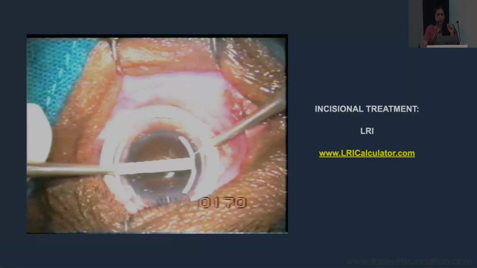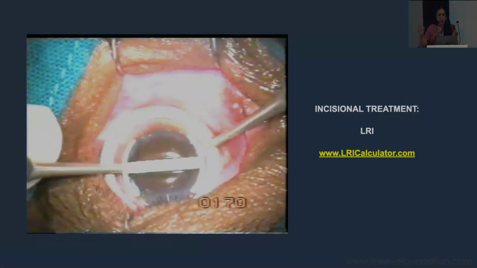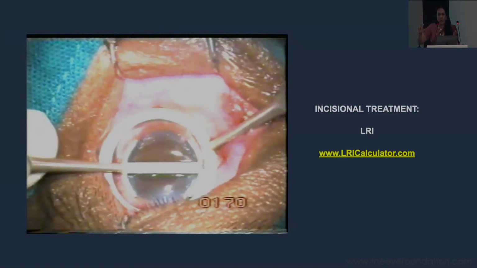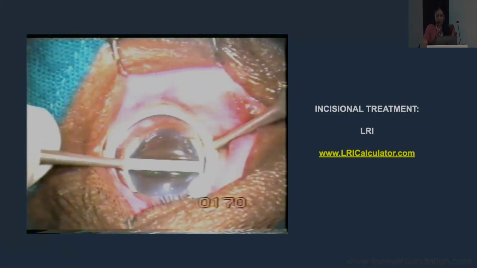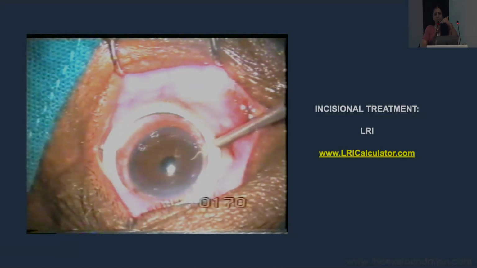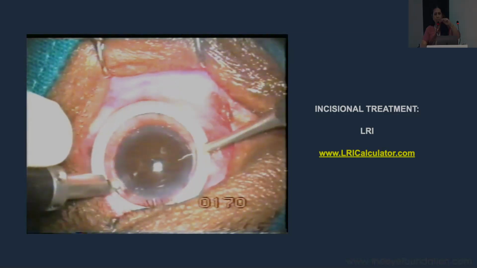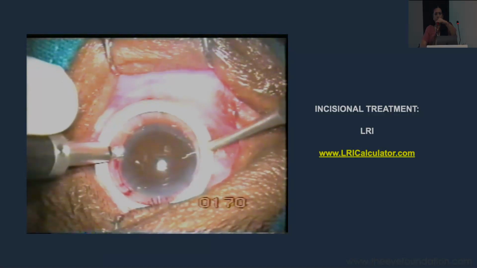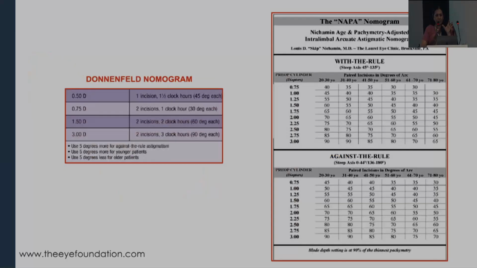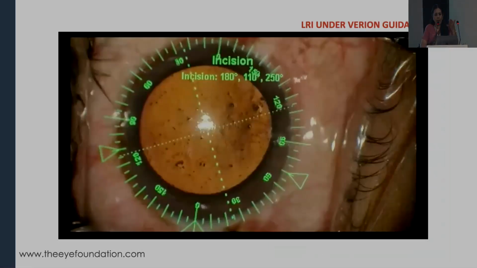Now this is one manual way, wherein you're marking the limbus, that is, the clock hours at which you're going to be incising at the limbus, just anterior to the arcade. This is done with a diamond knife calibrated to go to a depth of 600 micron, and an arc-like incision is made in that measured clock hour. So these are different tables which will tell you how many clock hours you're going to incise for different astigmatism, and what the incision is for with the rule and against the rule.